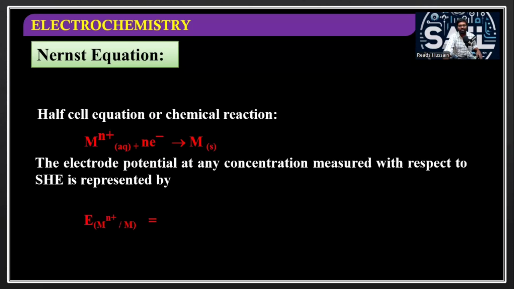Now, how to write this equation? See, all of you note down, please. E of M plus n bar M is equal to E naught of M plus n bar M minus RT by nF ln, molar concentration of M by molar concentration of M plus n.